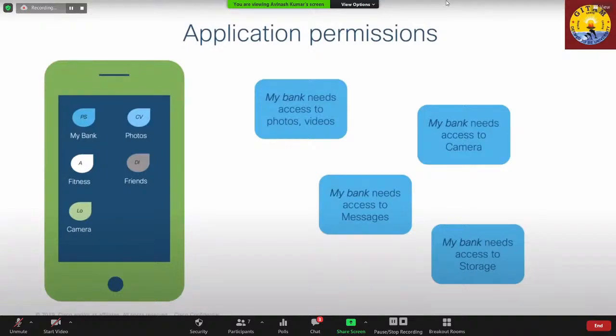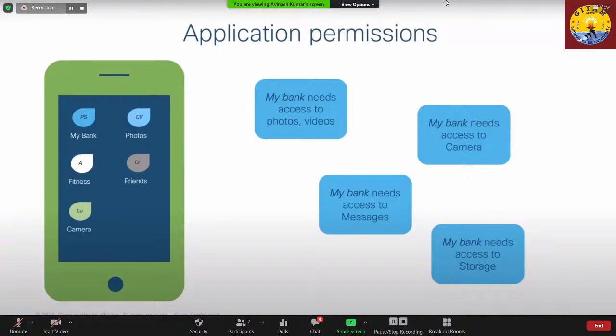So what I did, to my surprise, I default denied all permissions to new applications, and I actually saw what happens. Though my bank application was asking for all these permissions, even despite denying each and every permission, the bank application worked just fine. So whoever developed that application for some reason put those permissions in there, but was not actually using them. That is a bad design in nature, right?